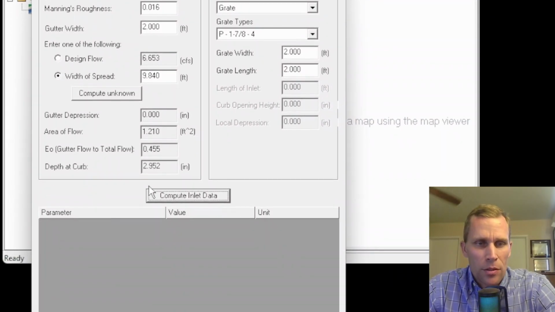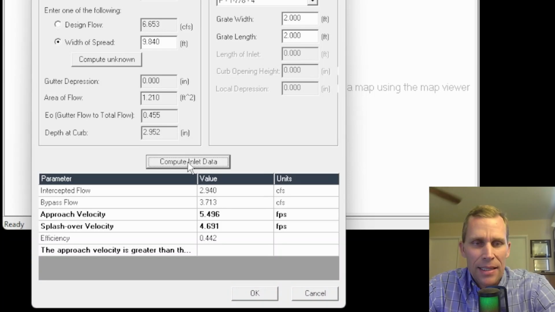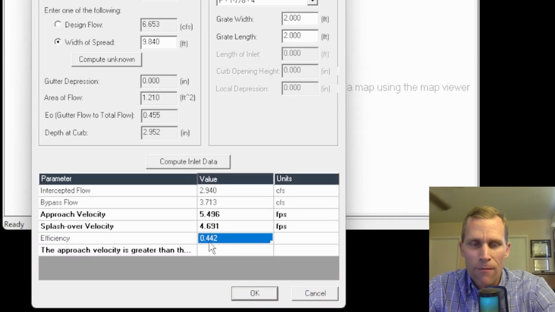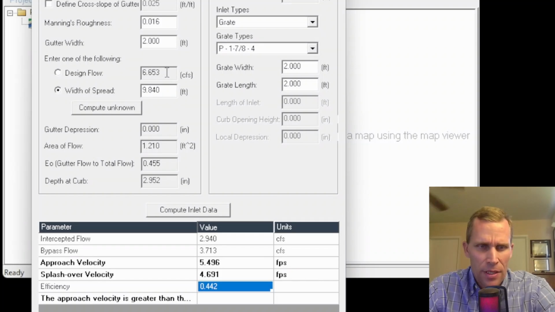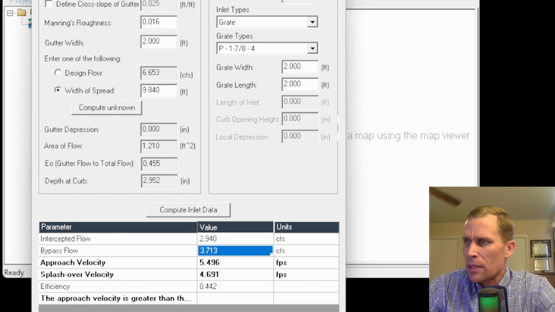All right. So let's go ahead and click on compute inlet data. And now down below here, we have the efficiency of 0.442. That's 44.2% intercepted of the total flow. Our total flow is 6.653 CFS. What was intercepted is 2.94. What bypassed was 3.71. Cool. So I'm going to write that down in my notes over here.